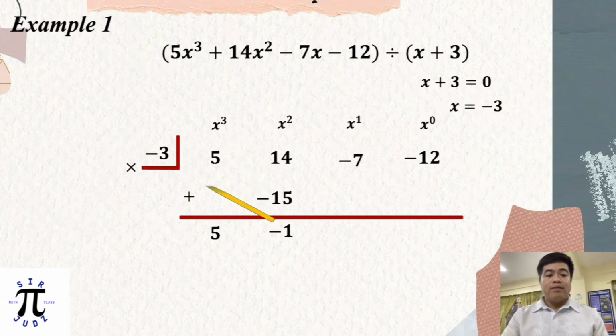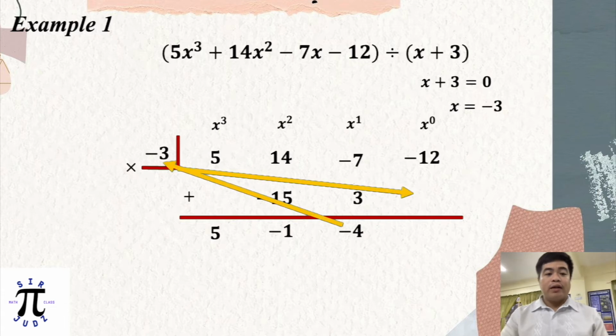After that, i-multiply mo na naman ang negative 1 dun sa negative 3. And you're going to write the product under negative 7. So negative 1 times negative 3 is 3. So then after that, you're going to add negative 7 and 3, which is negative 4. So you're going to multiply again negative 4 and negative 3. And then you're going to write the product below negative 12. So you have 12. Negative 4 times negative 3 is 12.